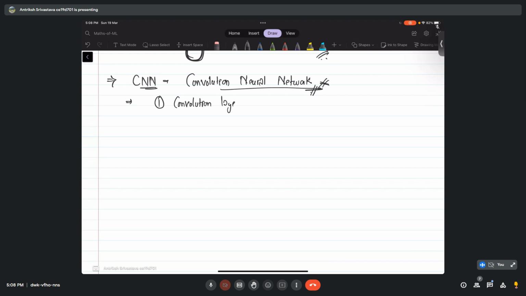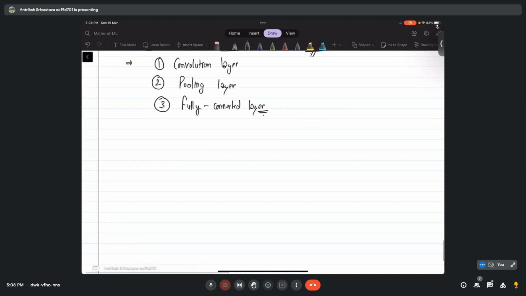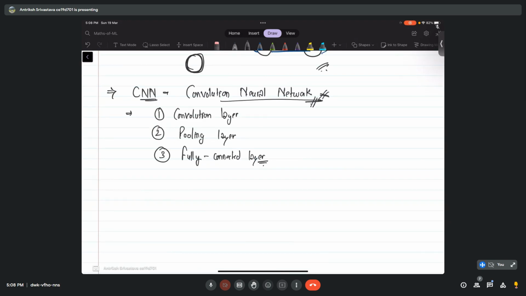The convolution layer. You can be confused because we didn't see any layers when we were talking about convolution and pooling, but I'll try to clarify these things. So we have three important features in the CNN: the convolution layer, pooling layer, and fully connected layer. First of all, let's understand this convolution neural network through an image visualization example.